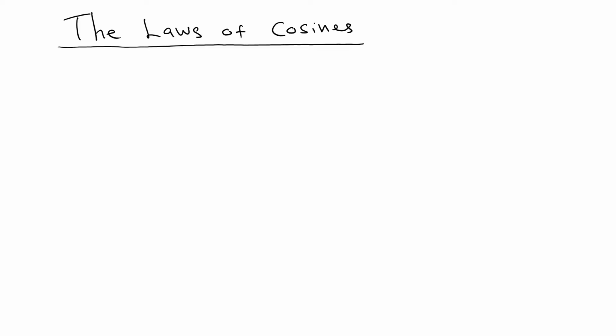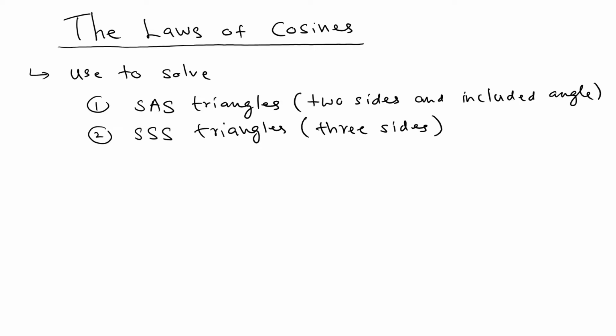From this, we can find the missing side first, and after you find the missing side, we can use either the cosine law again or the sine law to find the other sides and angles. We can mainly use these two for the SAS case. That means two sides and the included angle. Included angle means the angle in between the two sides. And then the other case is the SSS case. That means we only know the three sides. We do not know any angles.